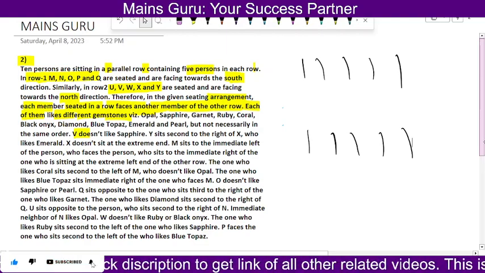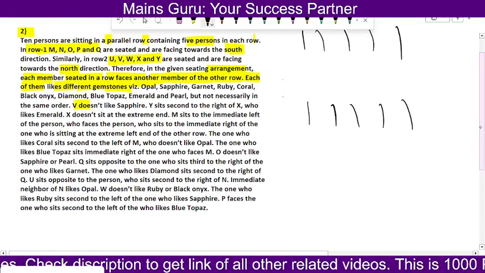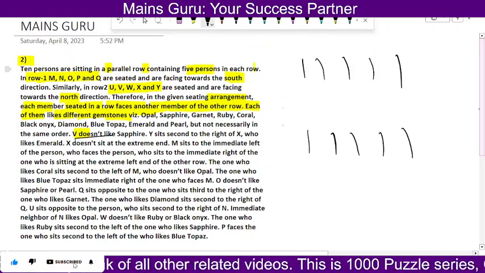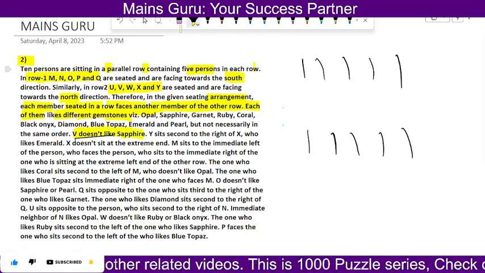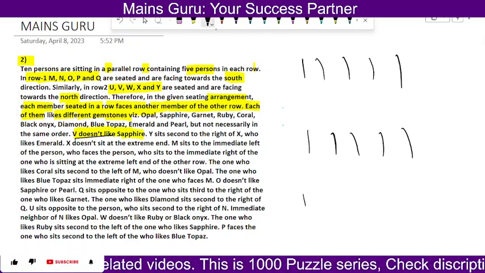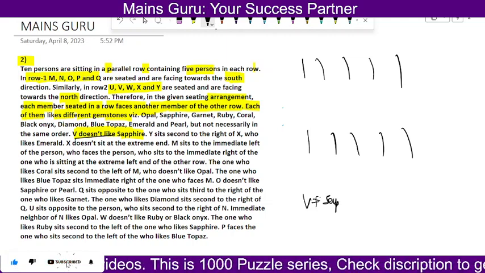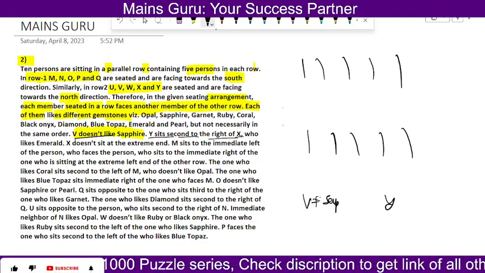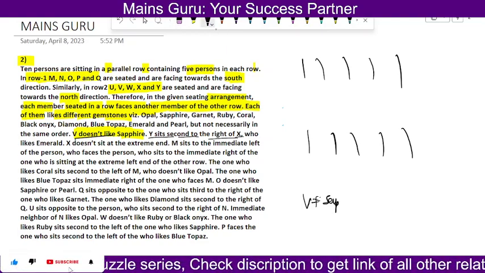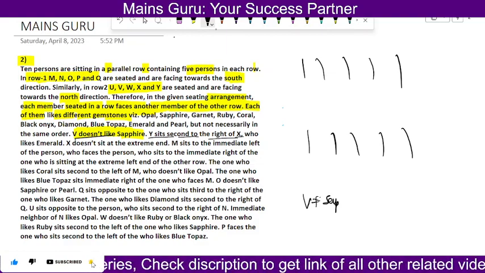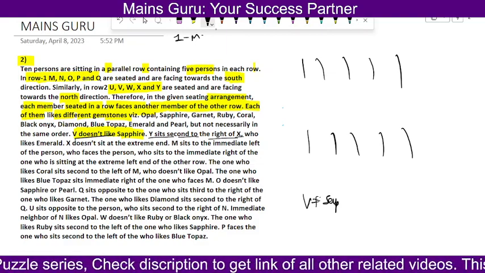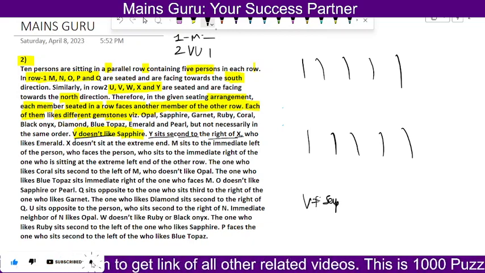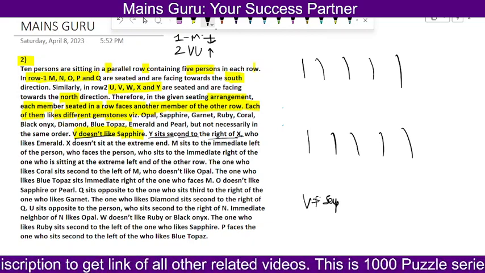writing the conditions. So what is the first condition given to us? The first condition is, W does not like Sapphire. Okay, Y sits second to the right of X. Where will these persons sit? In short, we will summarize it like this: in the first row M, N, O, P will sit, and in the second row these persons will sit, and they will face in this direction.